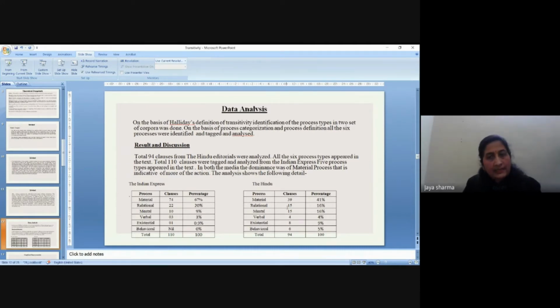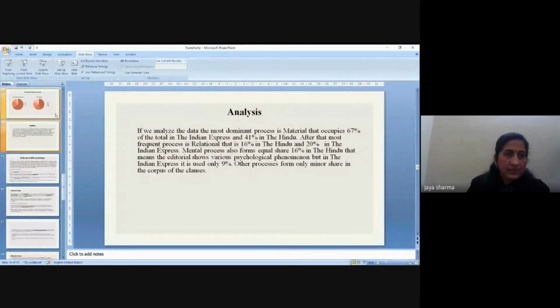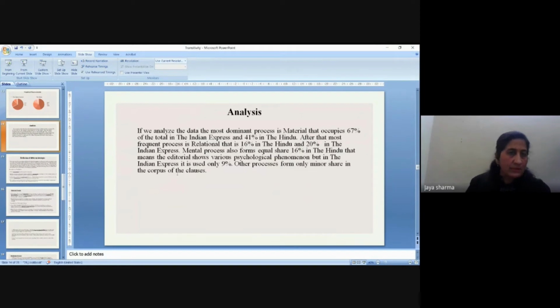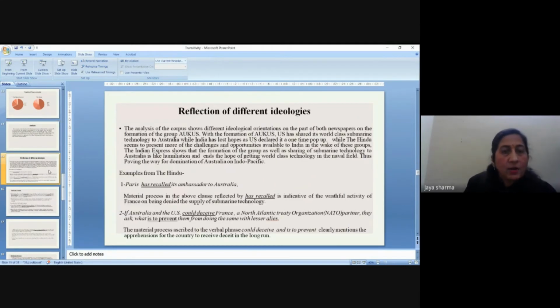And then again in the Hindu also the same thing was there. The relational process was the second one, and the mental process, they formed an equal 16%. And then there is a graphical representation of the same, showing that the material process formed the major part of that analysis. And then this is the percentage of that. And then how the different processes, material, mental, and relational, the main 3, reflect different ideologies when we analyze them.